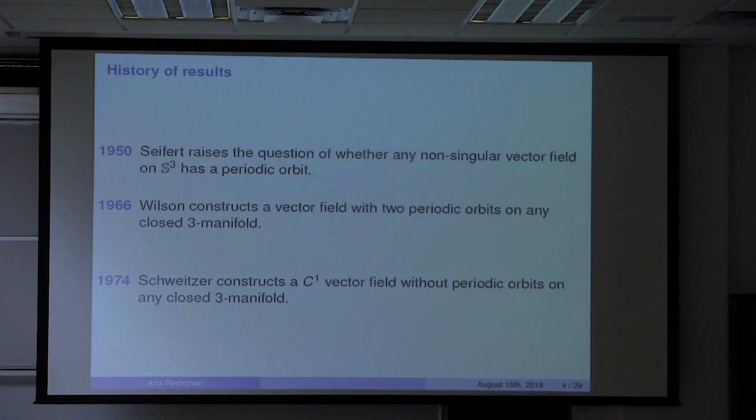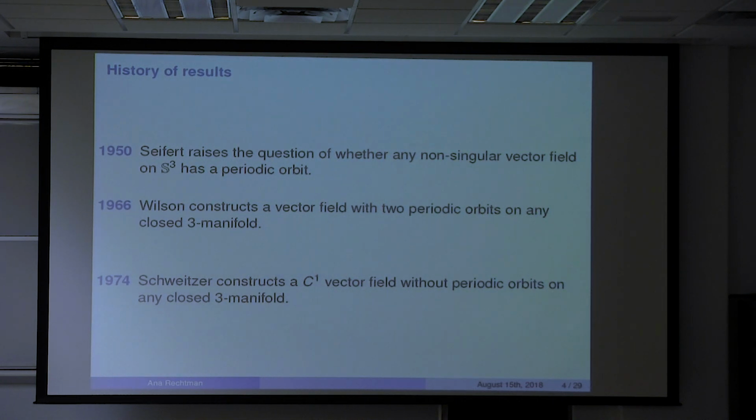Then in the 70s, Schweitzer managed to change Wilson's construction and get rid of these periodic orbits inside the plug and change them for a minimal set that we know very well in foliations, that is the Denjoy minimal set on the torus. And that gave him a plug without periodic orbits, with the problem that the vector field is only C1. You can make it a little bit better, you can make it C2. Jenny Harrison did that in the 90s. And that's where it stops.